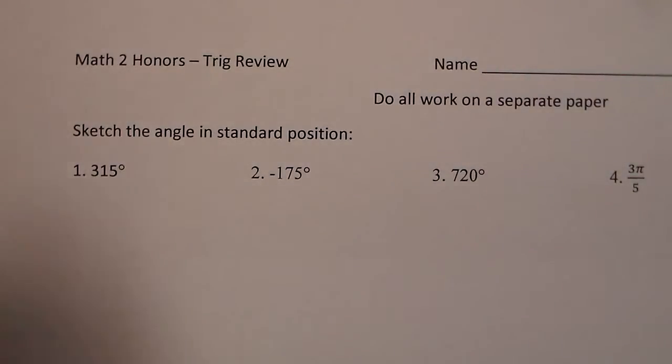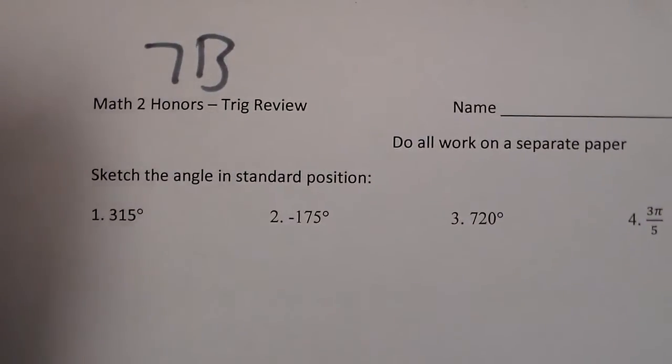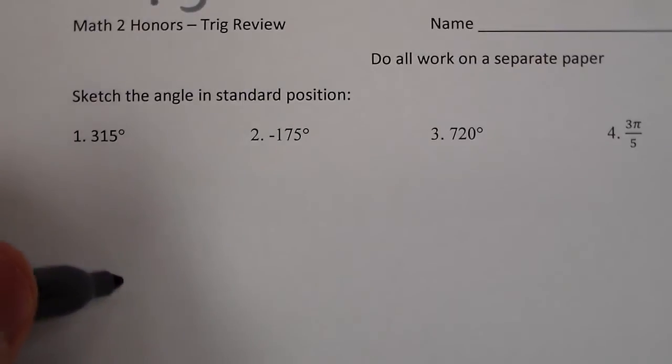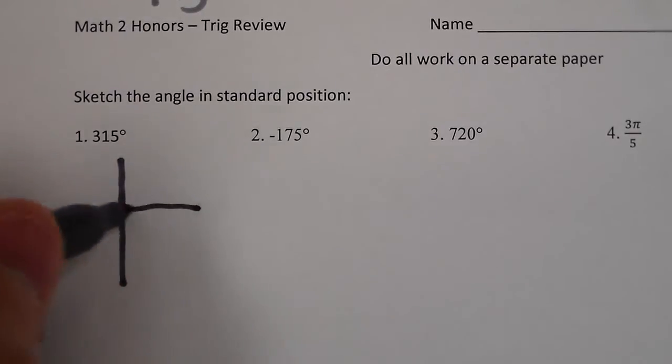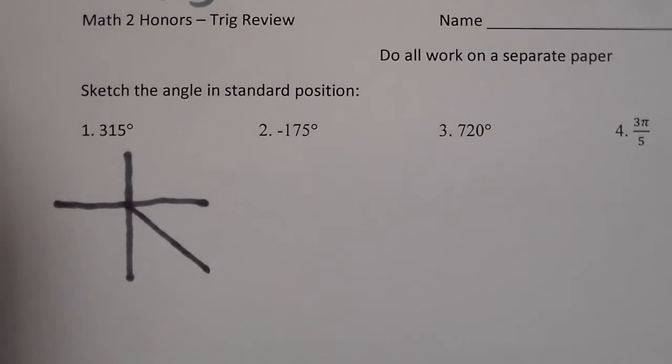Looking at our Math 2 Honors Unit 7B trig review. So we're looking at number 1, our first set, we need to sketch the angle in standard position. So 315 degrees we know will be between 270 and 360. So it'll be in quadrant 3.